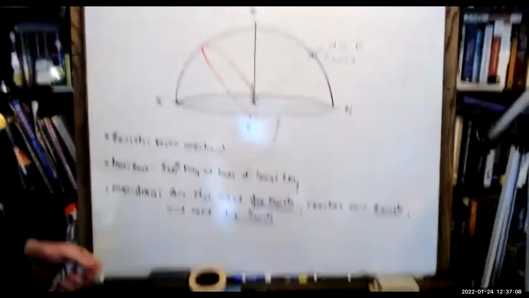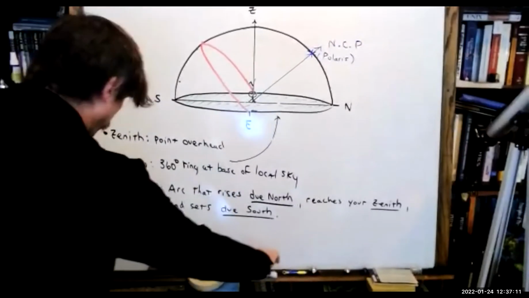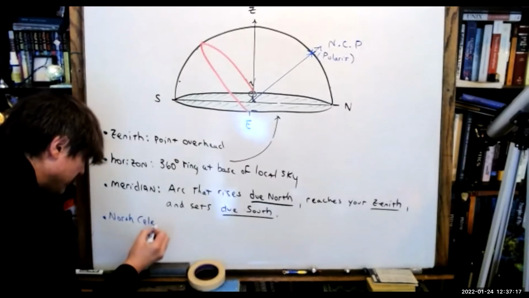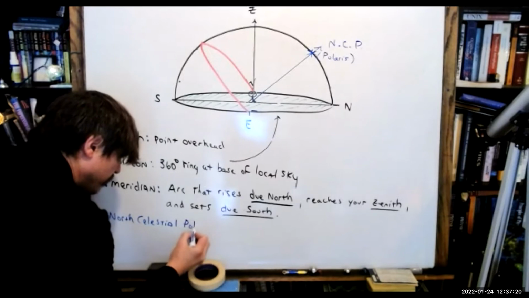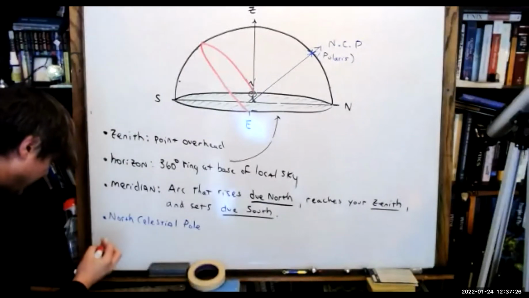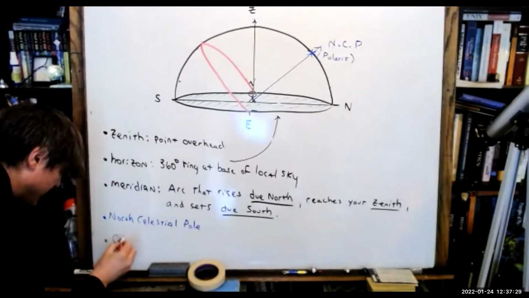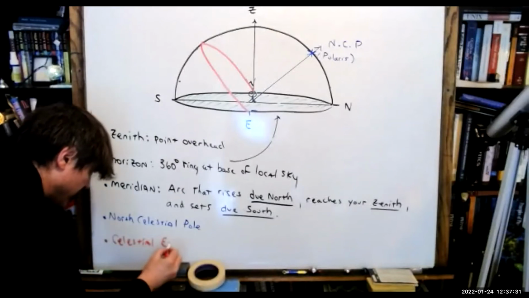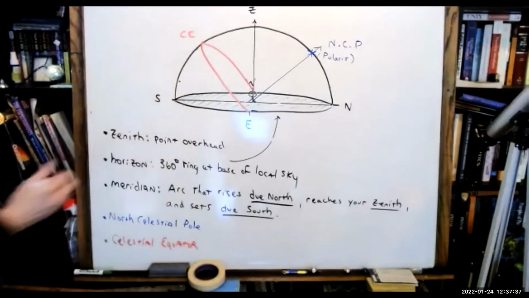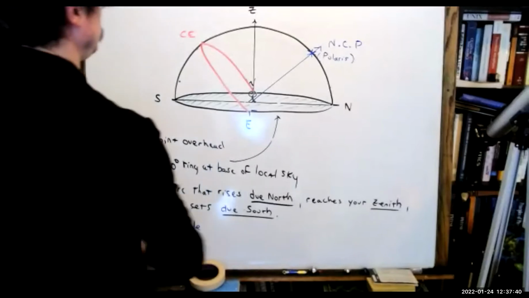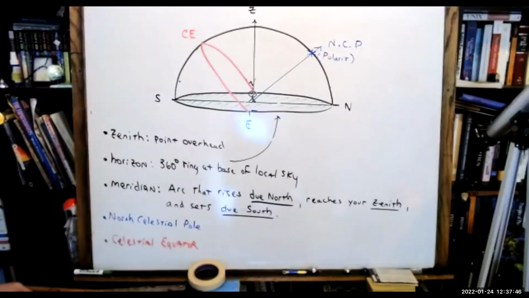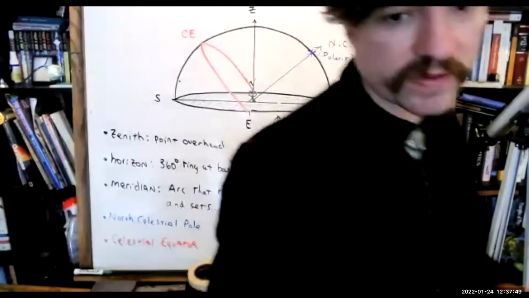And so those are also fundamental positions of the local sky. We have the north celestial pole, the NCP, and we have the celestial equator. And we can label that CE on our diagram. I know red doesn't come out quite as good on the camera, so.